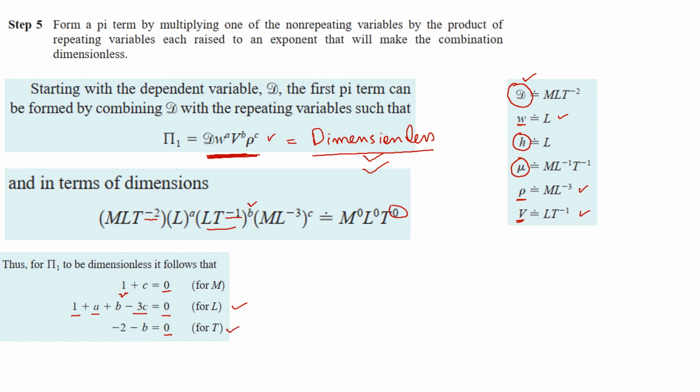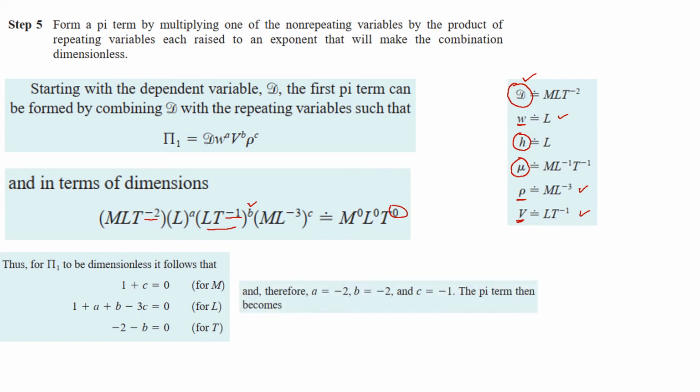Now I'm going to write the values of a, b, c, and then I'm going to write them in this pi term and correctly write my pi 1 term, and by doing this I will have my first pi term. So these are my values: a is -2, b is also -2, and c is -1. So the pi term then becomes like this. This is how my pi 1 term will become by putting in the powers a, b, c.